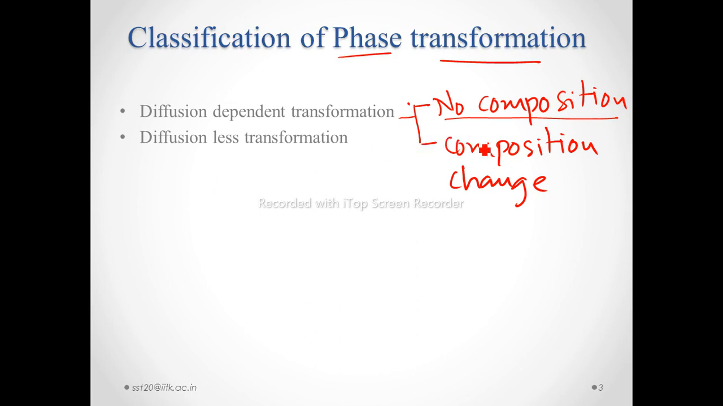Okay. So next, compositional changes. Everyone knows that austenite transforming into pearlite is a good example of diffusion dependent transformation with composition change. This one has one composition and pearlite has a different composition. This is a good example for this. So next one is diffusionless transformation.